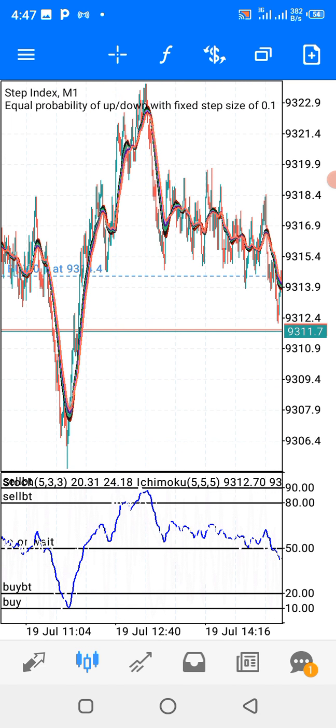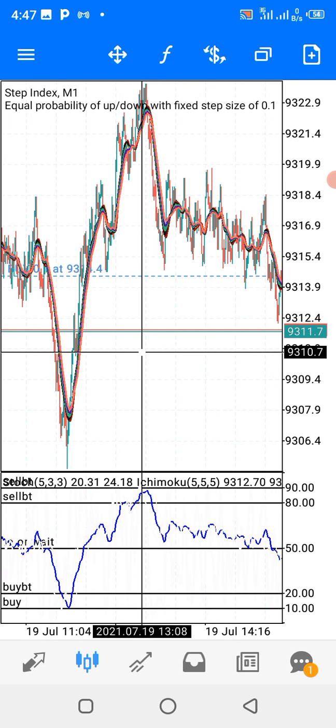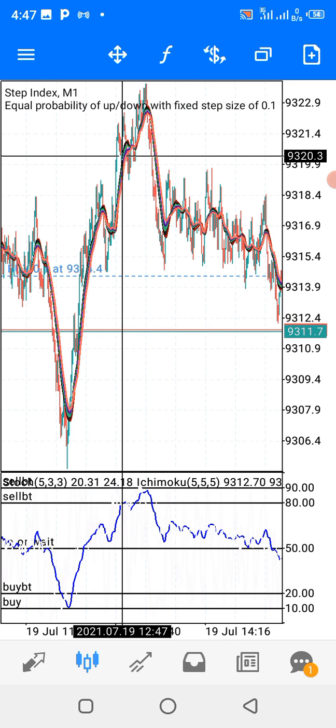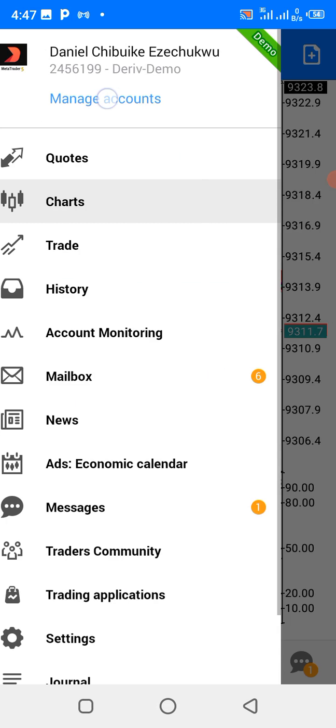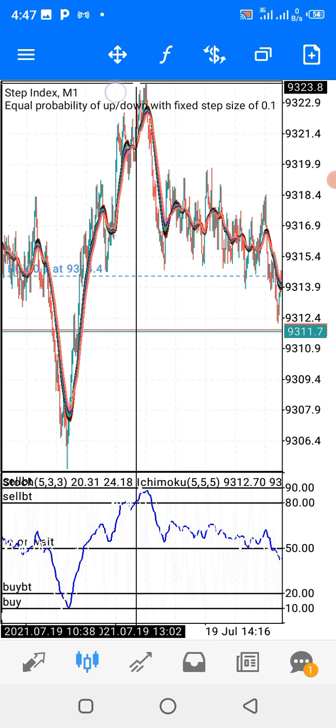so how this works is, for instance, this market actually sold from here to this level. Let me show you.